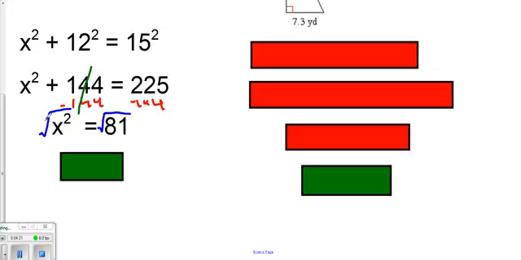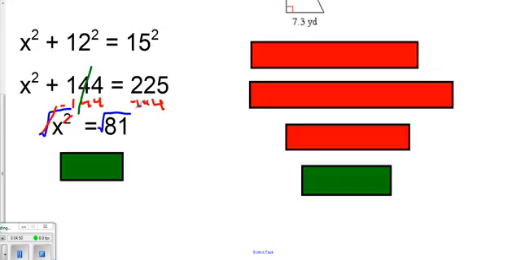Now remember, square and square root will cancel each other out. It doesn't matter if the square is on the outside or the inside. Right now, this squared is on the inside of the square root. Doesn't matter if it's on the inside or the outside, they will cancel each other out. So this side is now just x.